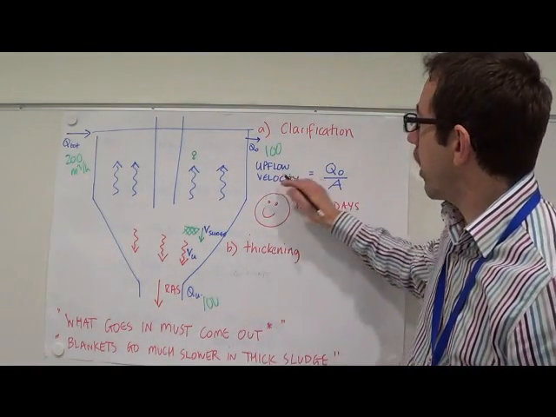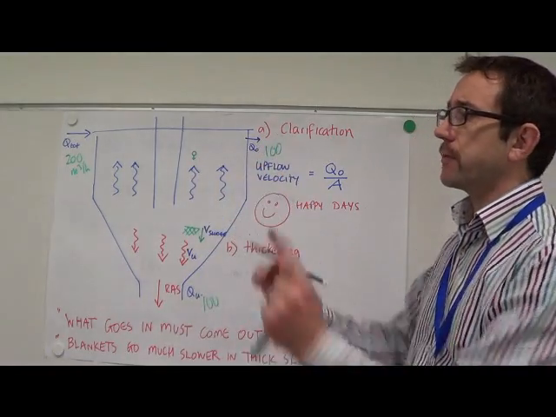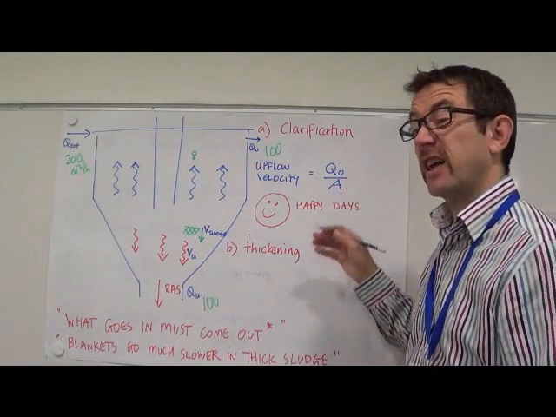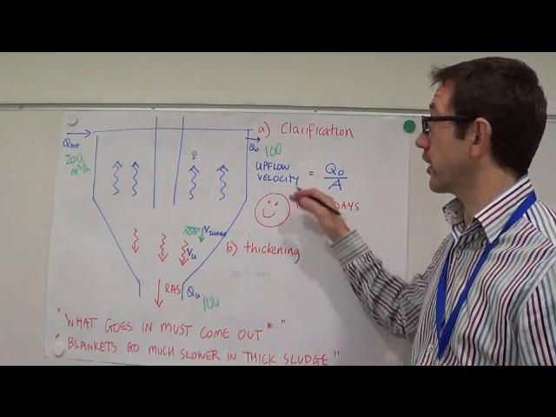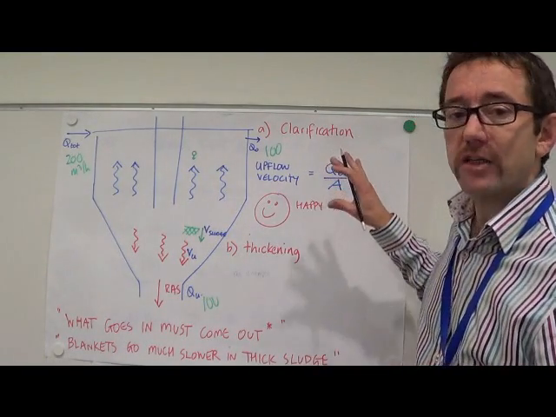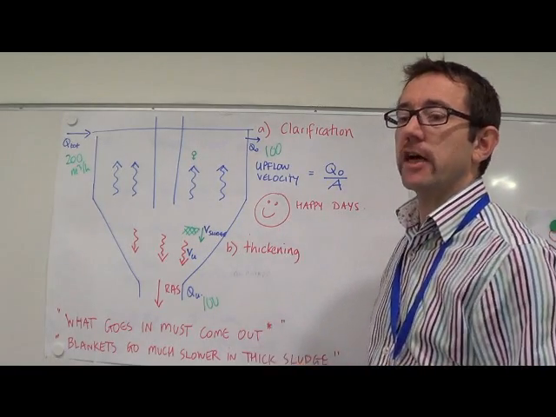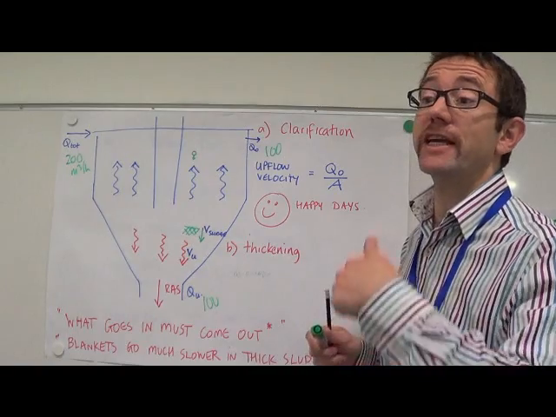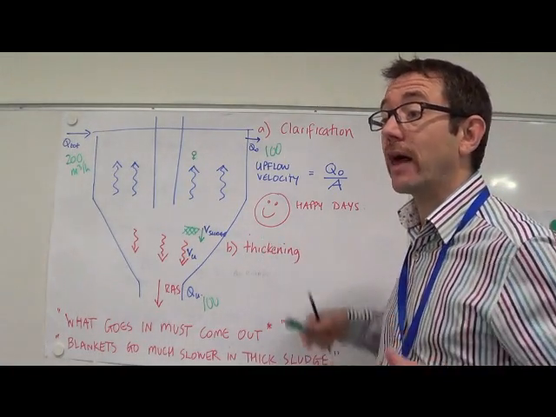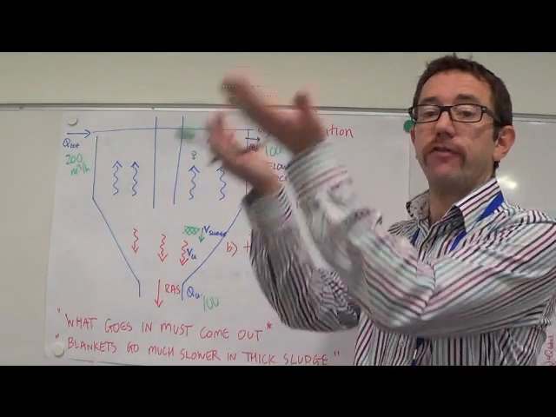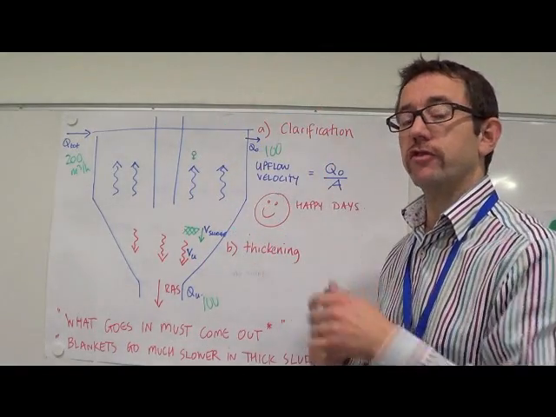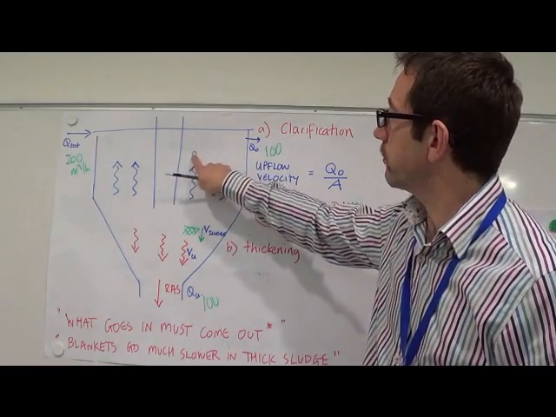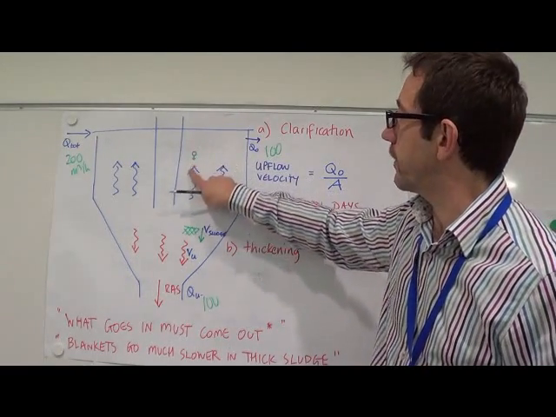So upflow velocity, as it's called, the speed of the water going up in the tank, is a really important parameter for understanding how well that tank is going to clarify. That's why, for example, anything that increases the upflow velocity in a tank is likely to give you a poorer effluent quality. For example, if you take a tank out of service and you've got to get all that flow through fewer tanks, you're going to have a faster flow up. So you're going to struggle. So happy days if that poor little blighter of a flock can get back down through that.